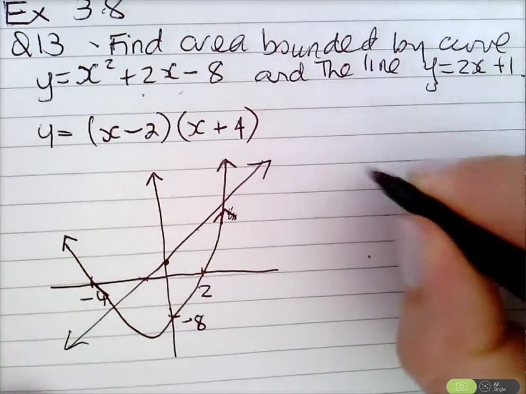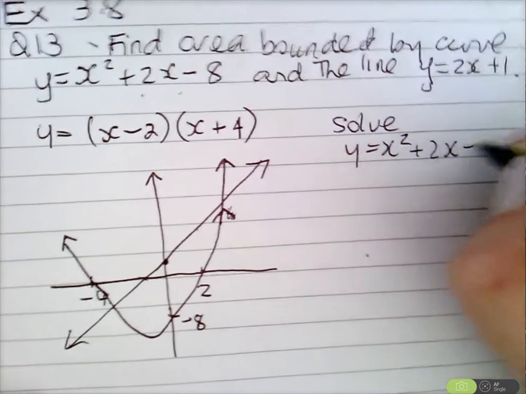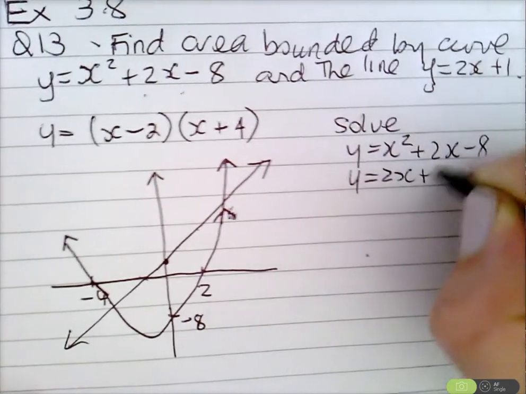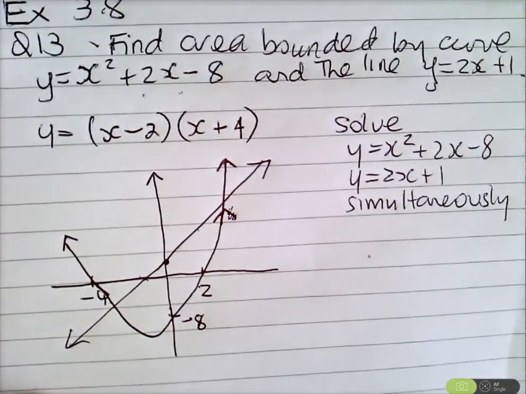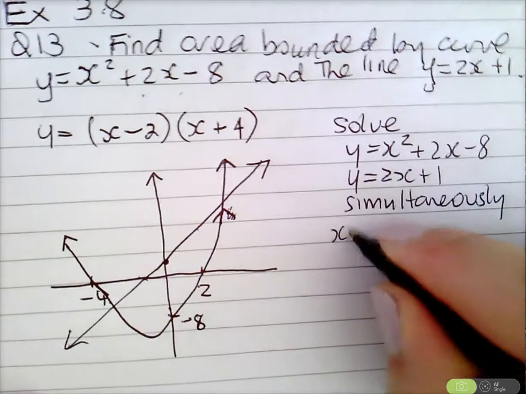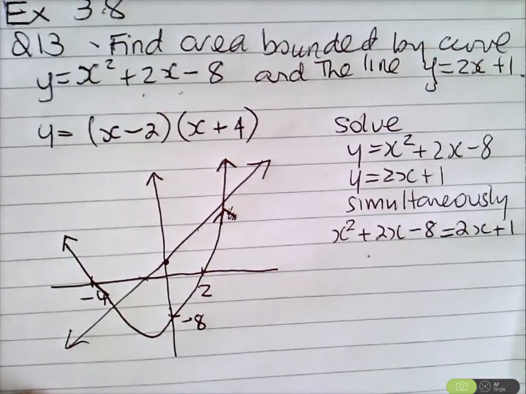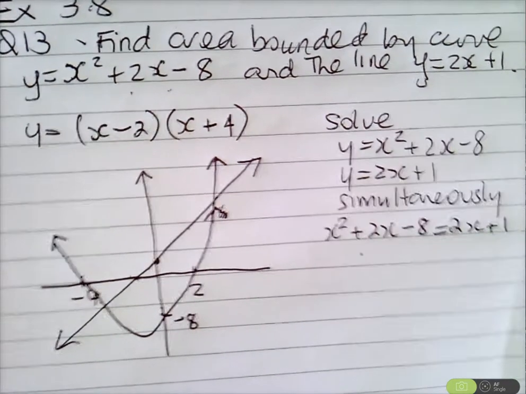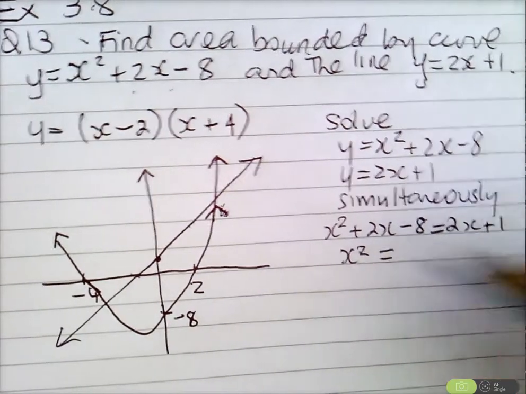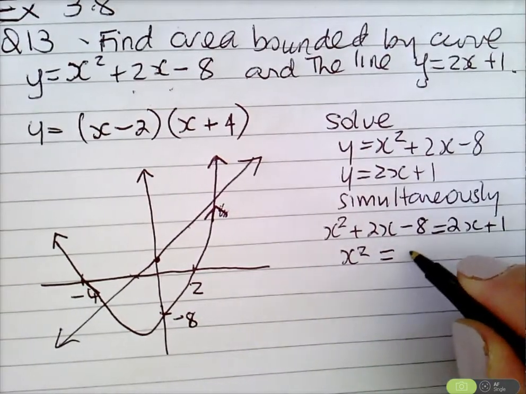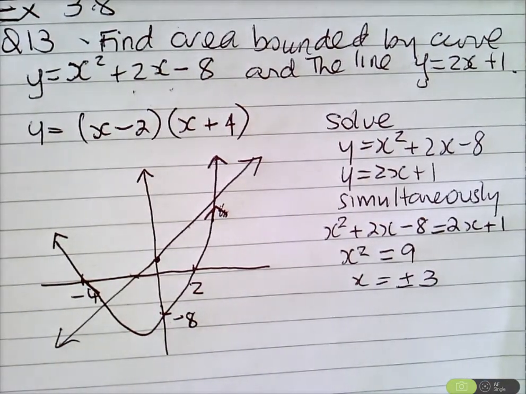So you're going to have to solve y equals x squared plus 2x minus 8 and y equals 2x plus 1 simultaneously. So how will you do that? Just put them equal to each other, because y equals and y equals. Got it? Now what do? Yeah, x squared is 9, so x is plus or minus 3, because the two x's cancel.